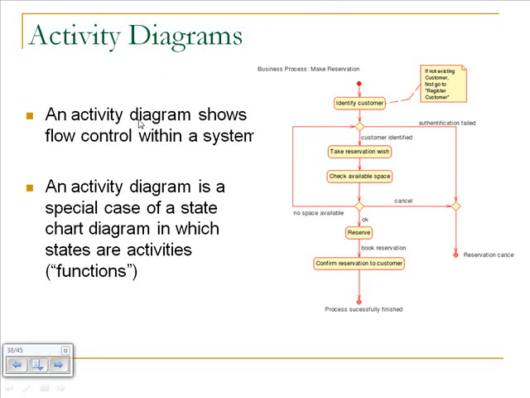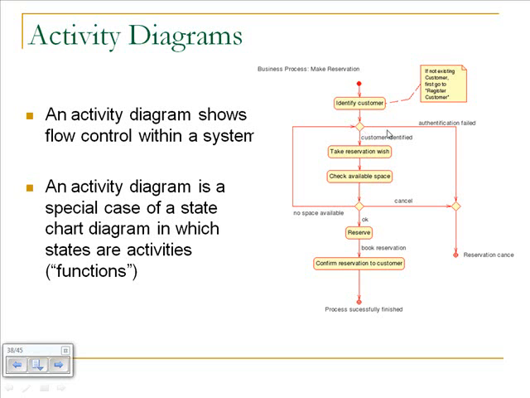Activity diagrams. The activity diagrams show the flow of control within a system. And an activity diagram is actually a special case of the state transition diagram. In this case, the states are going to be activities. Instead of looking at the state of a system, you're going to be looking at activities, and then you're going to show the flow of activity within a system.